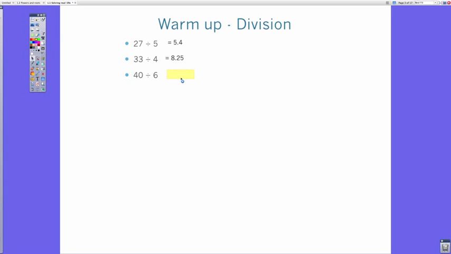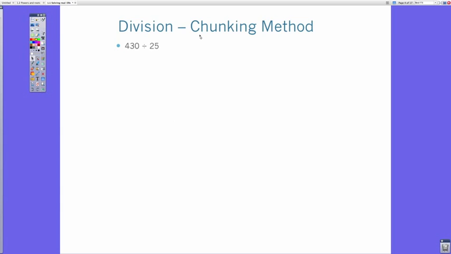And use the same method for the last one. And your answer should be 6.666. Okay, with division, if we're given large numbers, for example, 430 divided by 25, we can use another method which is called the chunking method.